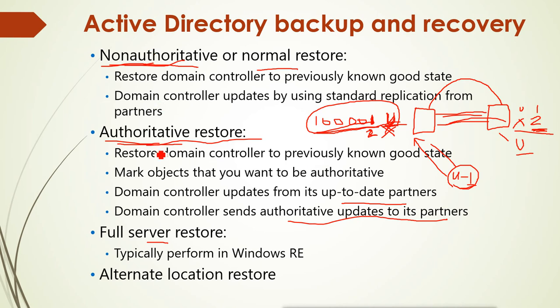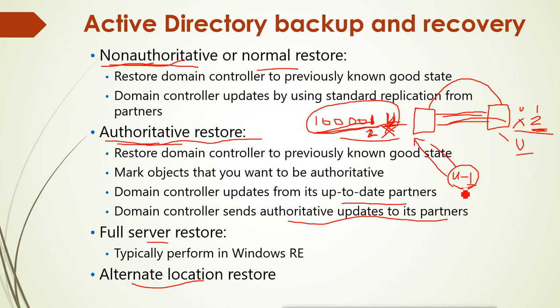We can also do the full server restore. That means we can take the backup of the full server, the whole server, bare metal backup, and restore. And also we can use an alternate location to restore the object. Like, we don't want to restore it on the current Active Directory, we can restore it somewhere else.